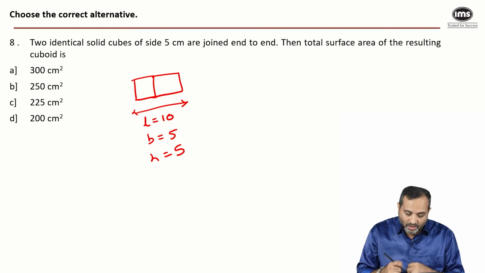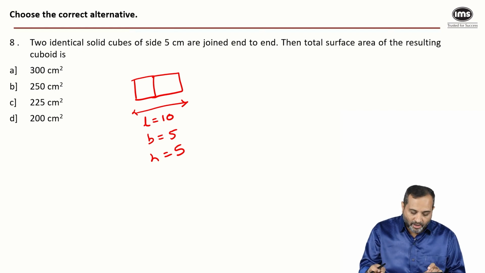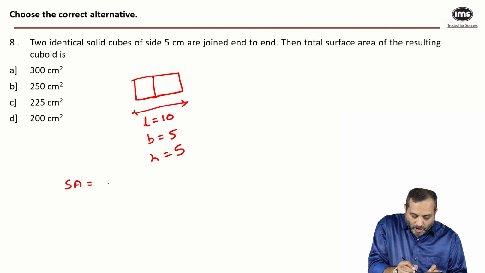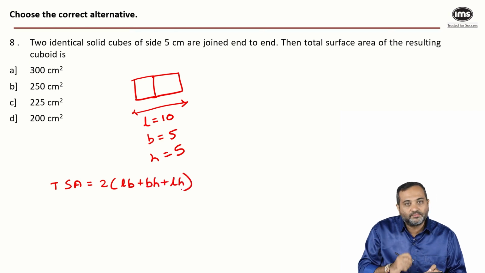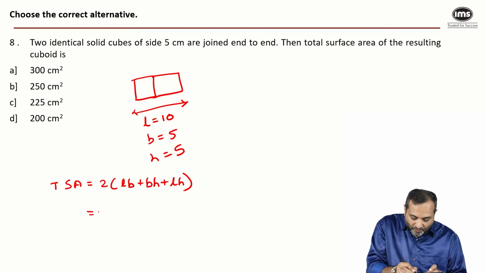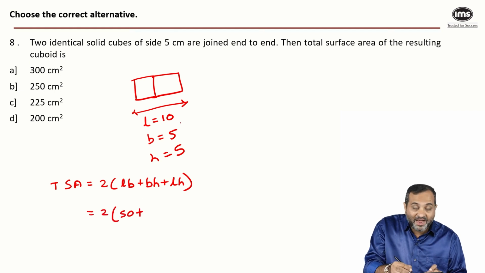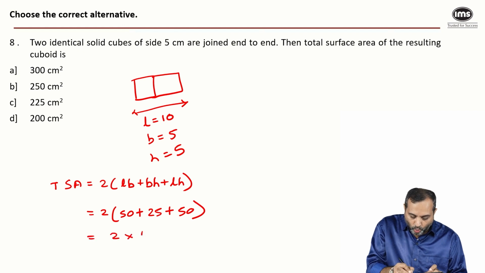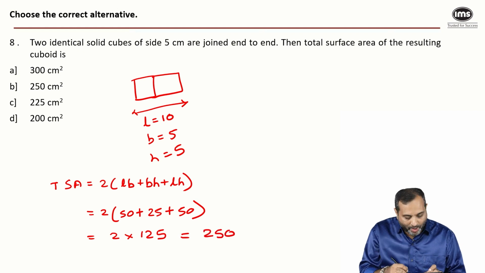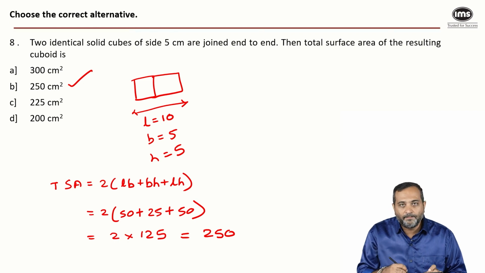Now what are we supposed to find? The total surface area of the resulting cuboid. So what is the surface area of a cuboid? Can I say total surface area is equal to 2 times LB plus BH plus LH. So what is LB? 10 into 5, 50. What is BH? 5 5s are 25. What is LH? 10 into 5, 50. So this will become 2 into 125. So my answer is 250 centimeter square. Which option is this? This is option B.